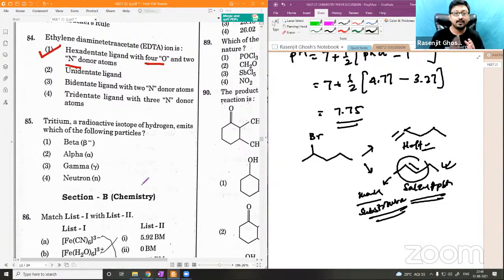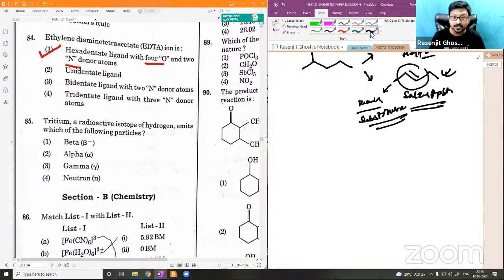Tritium is a radioactive isotope that emits which of the following particles? Okay, first of all, what is tritium? Tritium is one of the isotopes of hydrogen, that is H-3, 1. Right? Now 3 is the mass number and 1 is the atomic number.